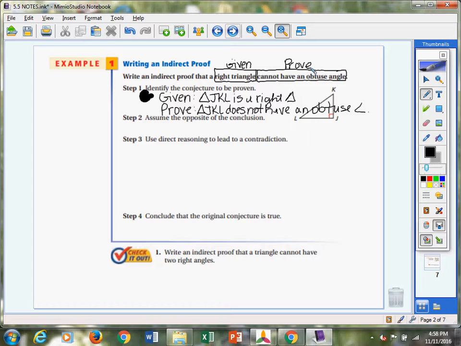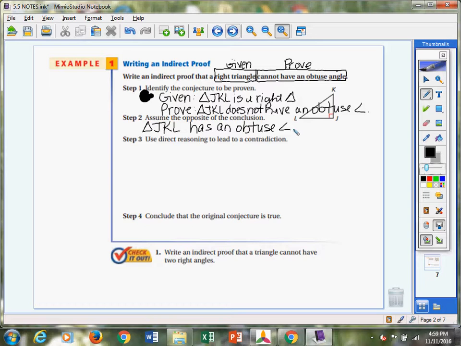Okay? So step 2, now we get to assume the opposite of the conclusion. The conclusion is triangle JKL does not have an obtuse angle. Well, what we're going to do is we're going to say the opposite. We're going to say triangle JKL has an obtuse angle. So that's the opposite, right? And so we're going to prove the opposite using direct reasoning, using all the definitions and properties that we're aware of, okay? We're looking for a contradiction.